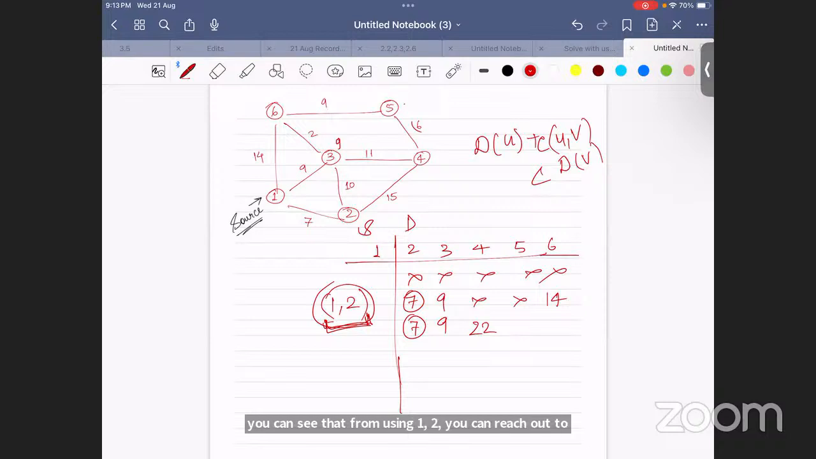Okay. Can we reach 5? No, I guess no. 1, 5 you can't reach, so this is infinite itself. Can you reach 6? Can you reach 6 using 1, 2?